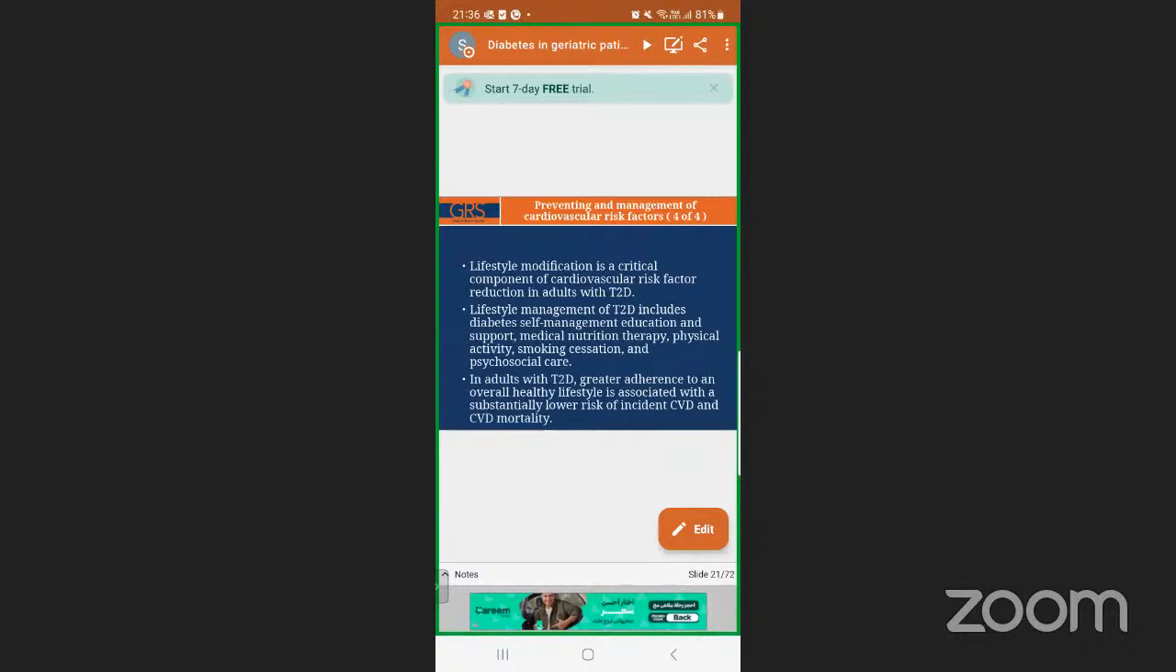The Look AHEAD trial, Action for Health in Diabetes, tested the impact of intensive lifestyle intervention focused on weight loss and increased physical activity versus diabetes support and education on adverse cardiovascular events in overweight adult patients with type 2 diabetes. There was greater weight loss and reduction in hemoglobin A1C versus control, particularly in the first year.